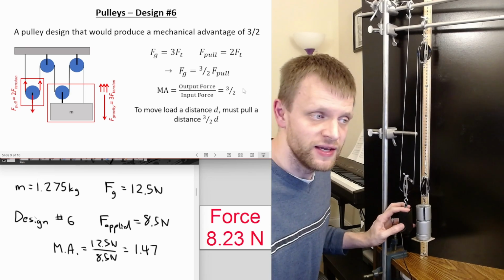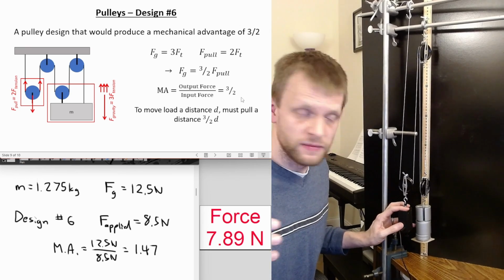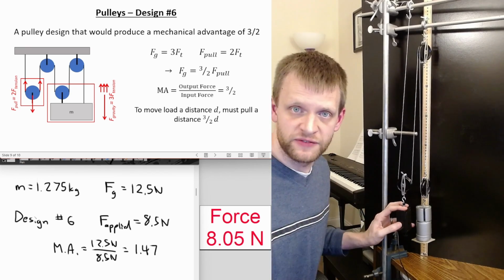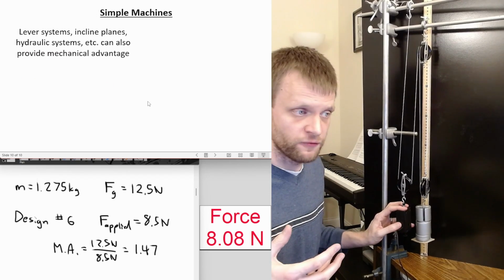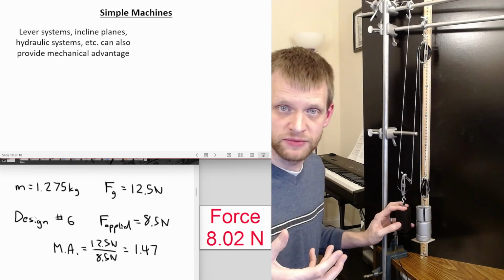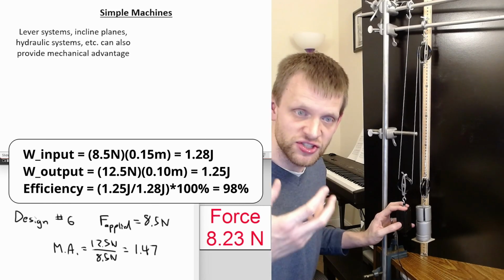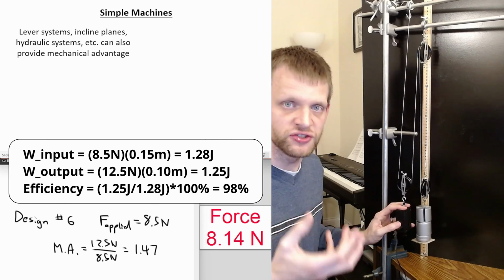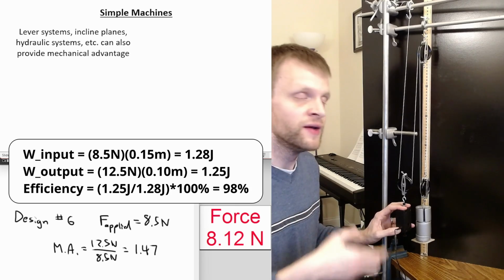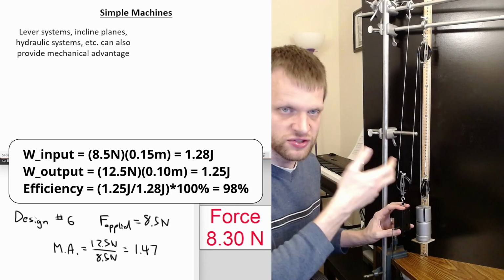And again, if I'm getting 1.5 times the output force, but I have to apply that force over 1.5 times the distance, we are getting the same amount of work done, at least in the theoretical case. Again, our efficiency is always going to be a little bit less than 1, due to friction, the pulleys, things like that.